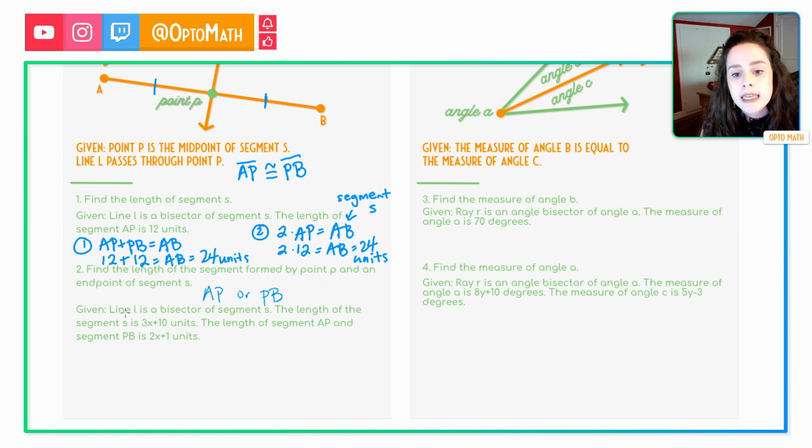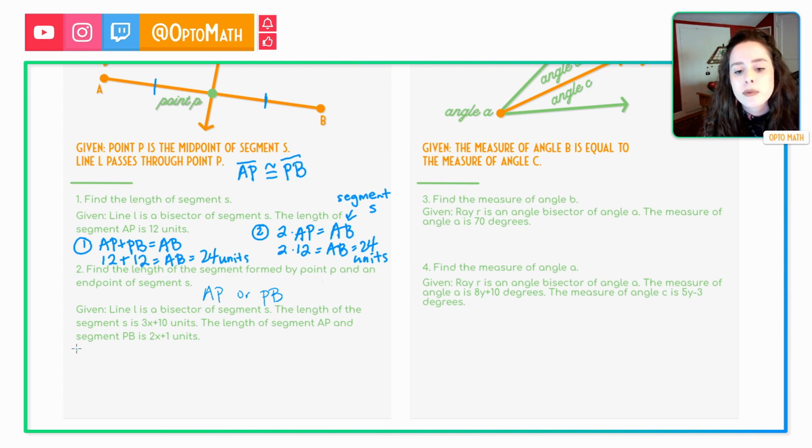We see again that it tells us line L is a bisector of segment S, and the length of the segment S is 3x plus 10 units. The length of segment AP and segment PB is 2x plus 1. Okay, so let's work this two ways, or let's set it up two ways, and if we work it two ways, we're going to be doing the same thing anyway. So I'll show you two setups and then we'll just work it one way.